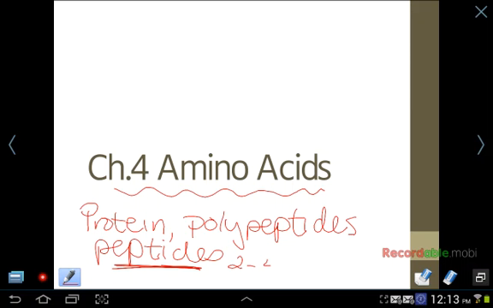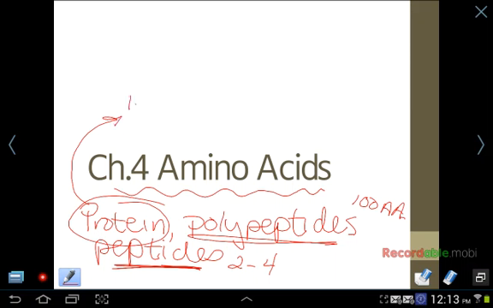Normally biochemists utilize peptides when they're talking about very small proteins, such as maybe 2 to 4 amino acids linked together. Polypeptides may be up to about 100 amino acids linked together, while proteins are much larger, so over 100 amino acids. But sometimes you'll also see people interchange the terminology, but I just wanted to make you aware of the different terminologies that people use, and that they do sometimes refer to specific length ranges.